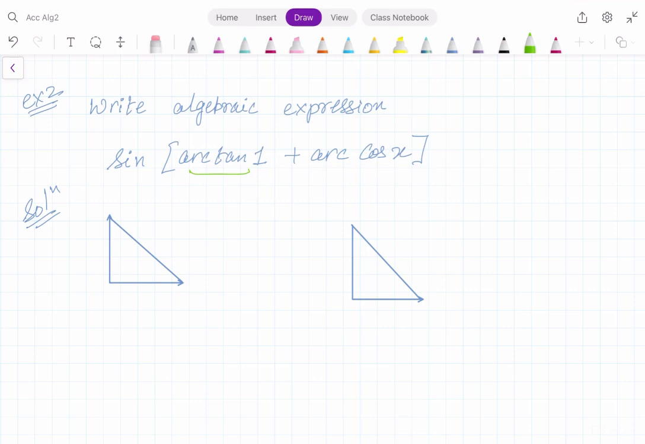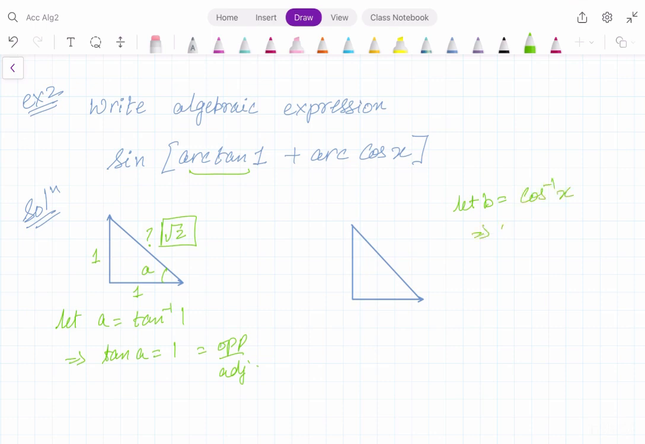Now, when we are talking about arctangent 1, let A is equal to arctangent 1 or tangent inverse 1. So that implies tangent A is 1. And what is tangent? Opposite over adjacent. So that means we have opposite and adjacent as 1 and 1. So this is 45, 45, 90. So that will give you hypotenuse as radical 2.